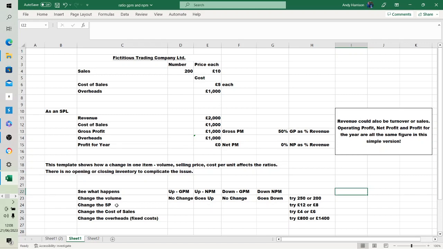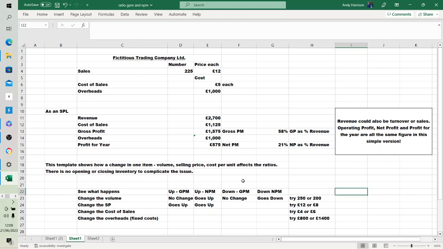So change the selling price. Okay, so we better go back to our 225. It says £12, so we'll put the price up. Now our gross profit margin goes up, and our net profit margin follows as a result, even though we haven't sold more units. So that 21%, or 6% going up to 21%, is purely because the price has gone up.